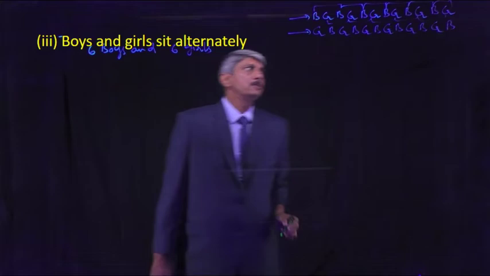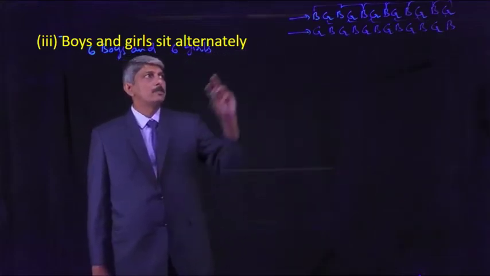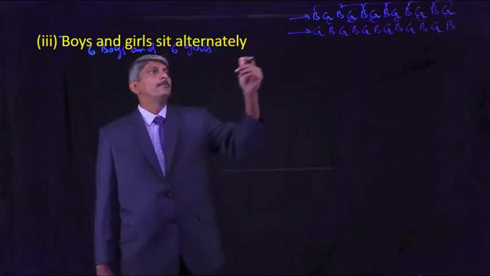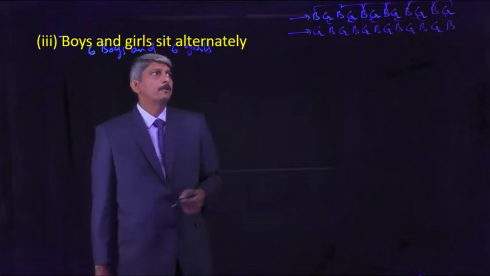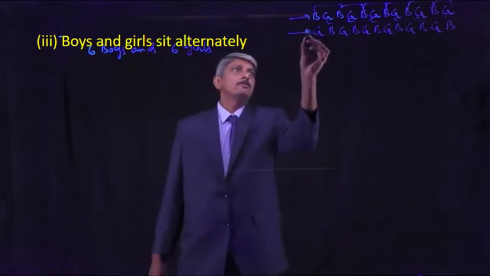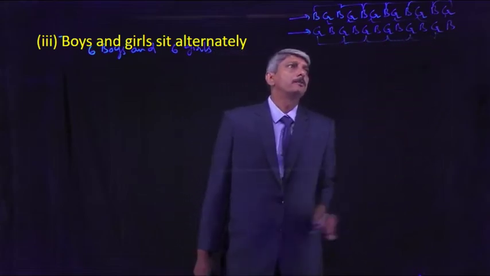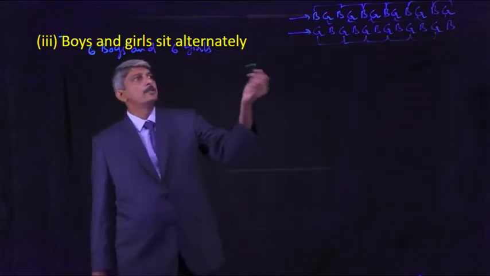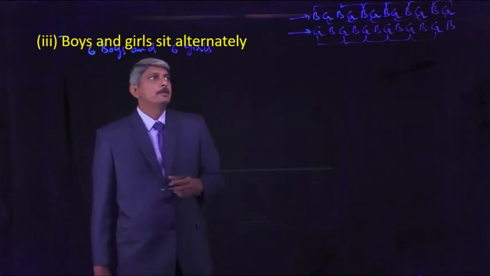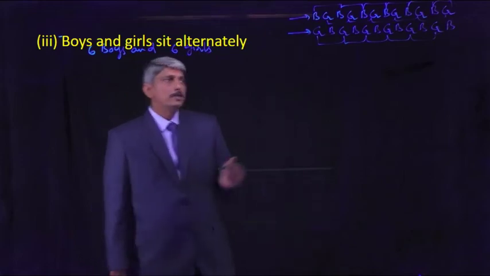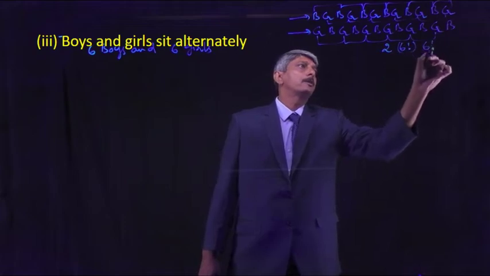If the row begins with a boy, then odd places are filled by boys, even places filled by girls. How many odd places among 12 places? 6 odd places, 6 even places. Therefore, 6 odd places filled by boys in 6 factorial, 6 even places filled by the girls in 6 factorial. Suppose the row starts with a girl, odd places filled by the girls, even places filled by the boys. Therefore, 6 odd places filled by the girls in 6 factorial, 6 even places filled by 6 boys in 6 factorial. There are two cases. Therefore, 2 into 6 factorial, 6 factorial.